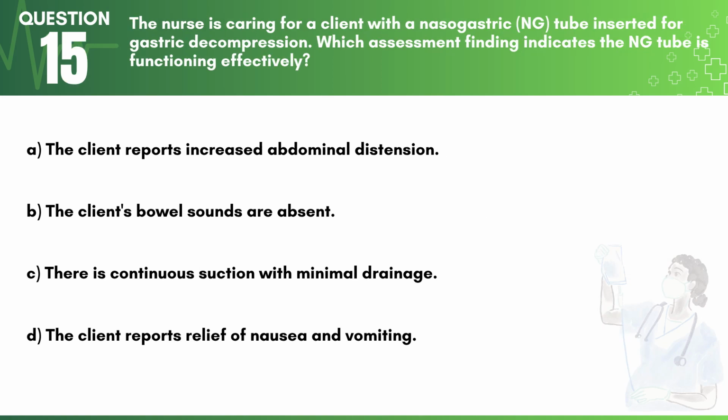Question 15. The nurse is caring for a client with a nasogastric (NG) tube inserted for gastric decompression. Which assessment finding indicates the NG tube is functioning effectively? A. The client reports increased abdominal distension. B. The client's bowel sounds are absent. C. There is continuous suction with minimal drainage. D. The client reports relief of nausea and vomiting.